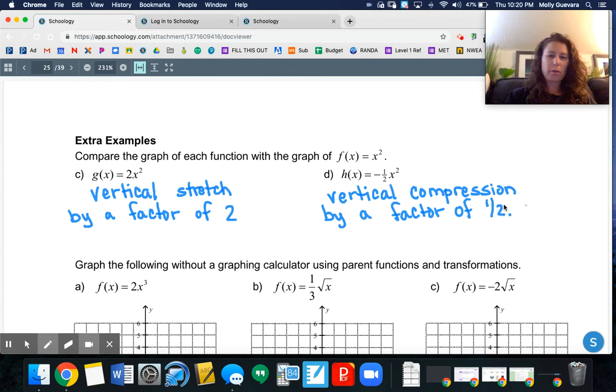And then is there anything else going on in this problem? And hopefully we saw that that 1/2 is also a negative, right? So what does that mean? That means it's reflected over the x-axis. So not only does this have a vertical compression by a factor of 1/2, but it's also reflected across the x-axis.